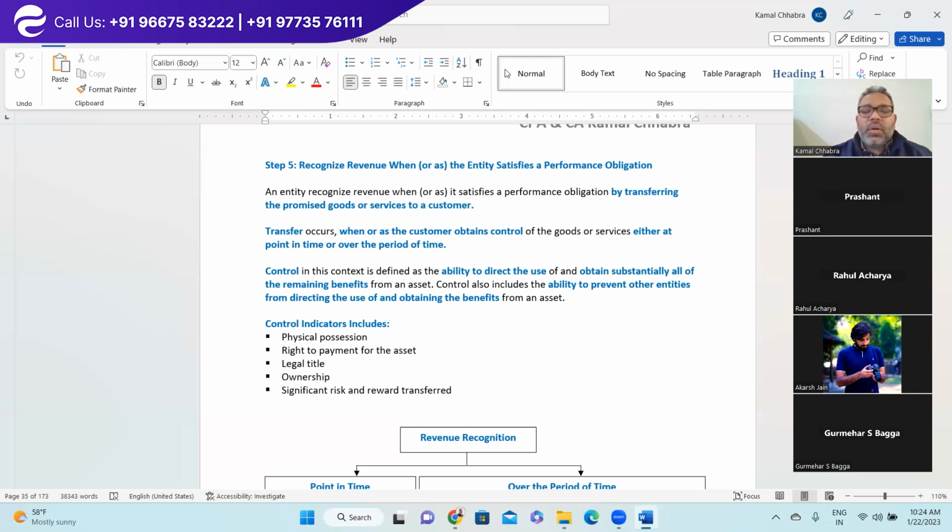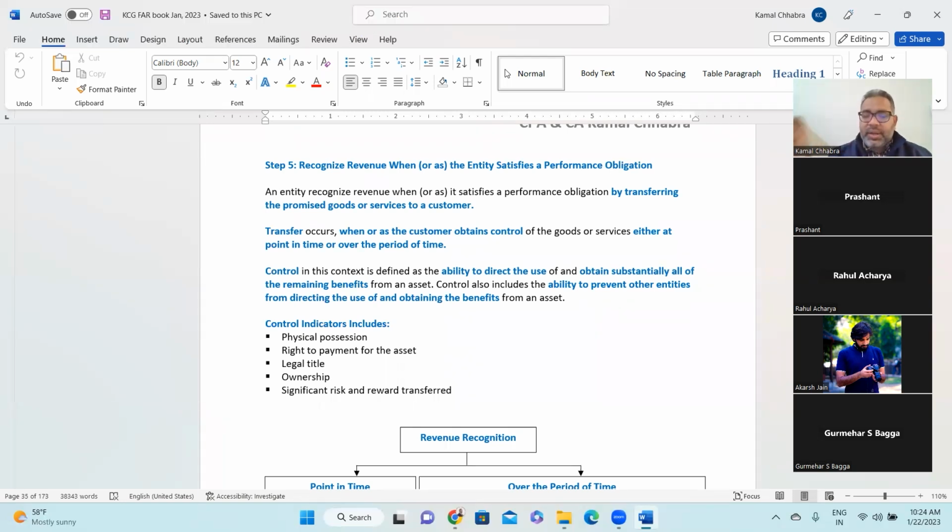So control in this context is defined as the ability to direct the use. This is very similar language to what we studied in step 2. That means you can say you have control of a particular asset when you have the ability to direct the use, whether I should be using it, my team member will be using it, or I'm giving it to a third party vendor. For example, if you are a car leasing company, and you have multiple cars and you give cars on lease, you have a right to give that car on lease to the respective customer, right? So you are directing the use of the car.